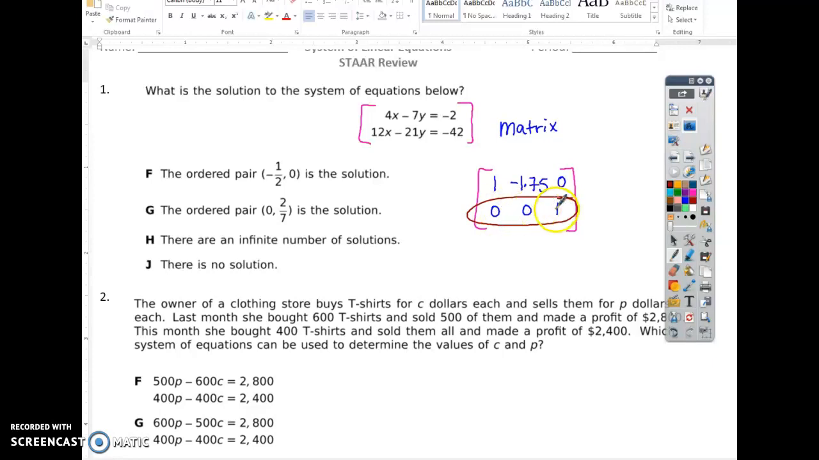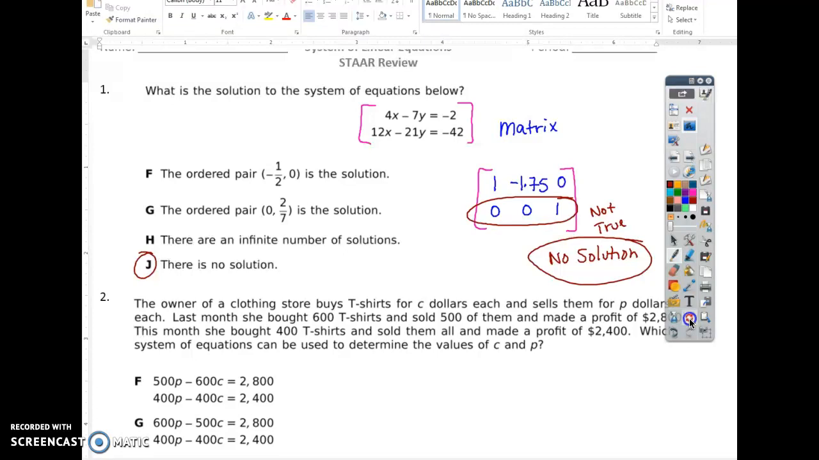0 plus 0 equals 1. Is that true or false? 0 plus 0 should give you 0, not anything else. So this is not true. It's never going to be true. Therefore, this is no solution. Okay? If it was 0, 0, 0, then 0 plus 0 always gives you 0. Therefore, it would have been infinite solutions. The answer here is J.